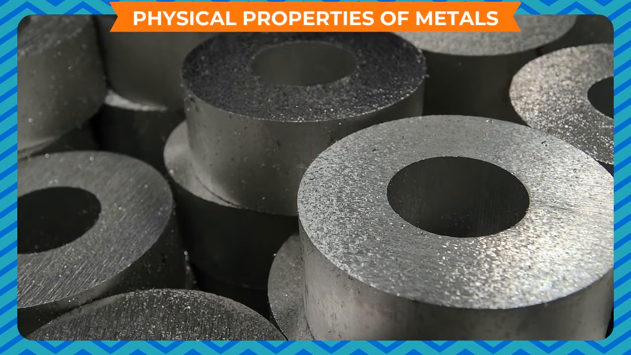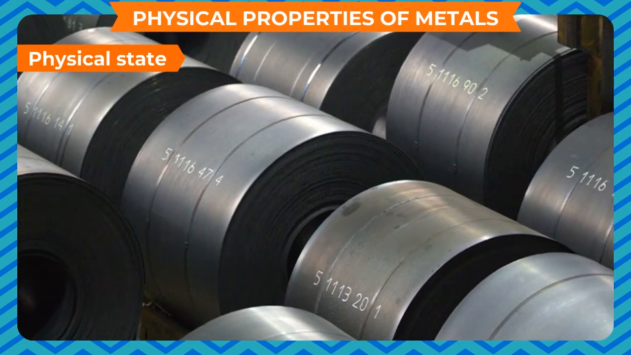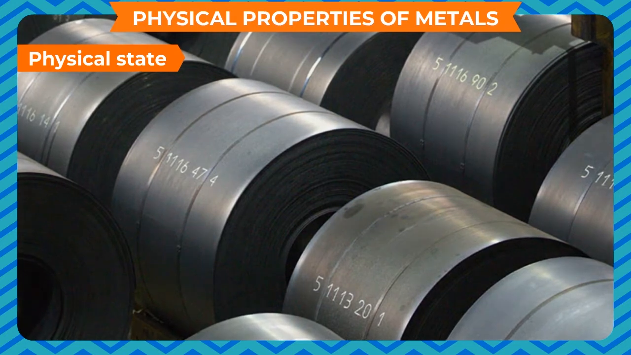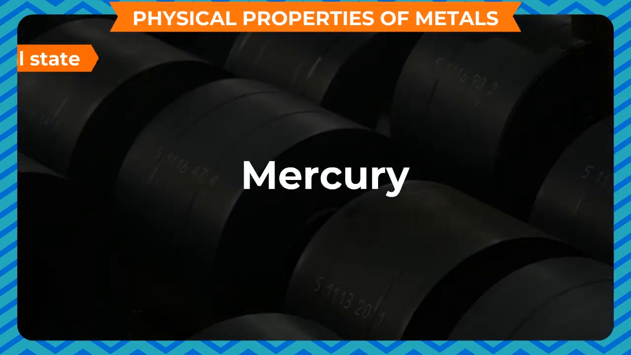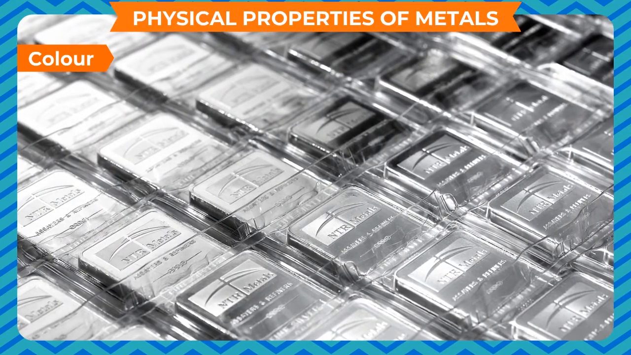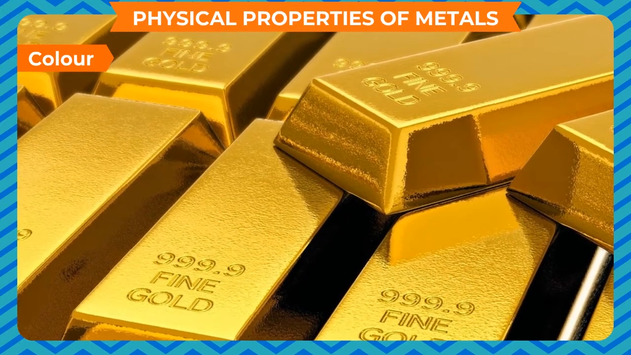Physical properties of metals. Physical state. Metals are solid under normal temperature and pressure. The exception to this is mercury. Color. Most metals are generally silvery gray. An exception to this is gold and copper, which are yellowish.